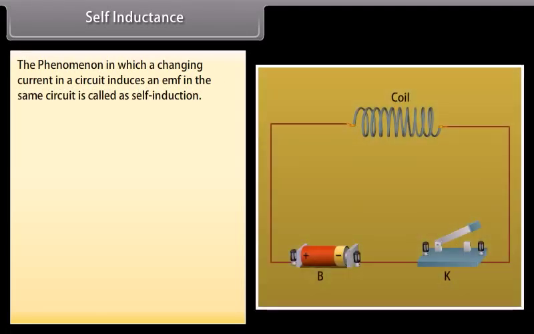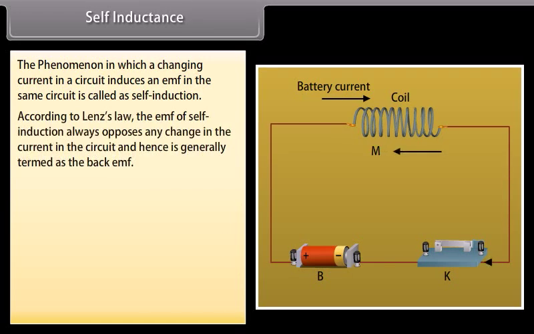Self-inductance. The phenomenon in which a changing current in a circuit induces an EMF in the same circuit is called self-induction. According to Lenz's law, the EMF of self-induction always opposes any change in the current in the circuit and hence is generally termed the back EMF.